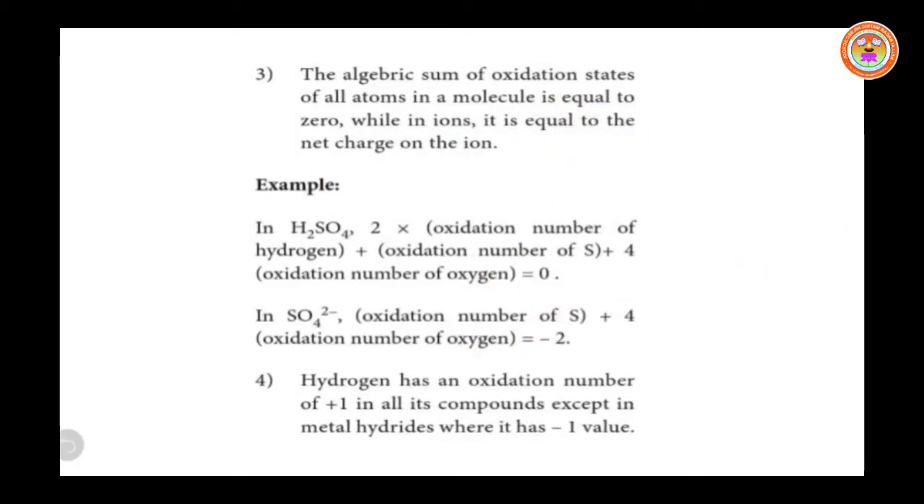Rule number 4. Hydrogen has an oxidation number of plus 1 in all its compounds, except in metal hydrides. In metal hydrides, the oxidation number of hydrogen is minus 1. So remember, in all the compounds of hydrogen, its oxidation number is plus 1, except in metal hydrides, where it is minus 1.